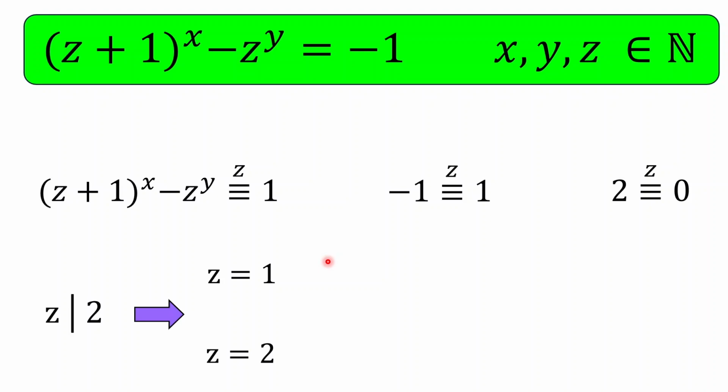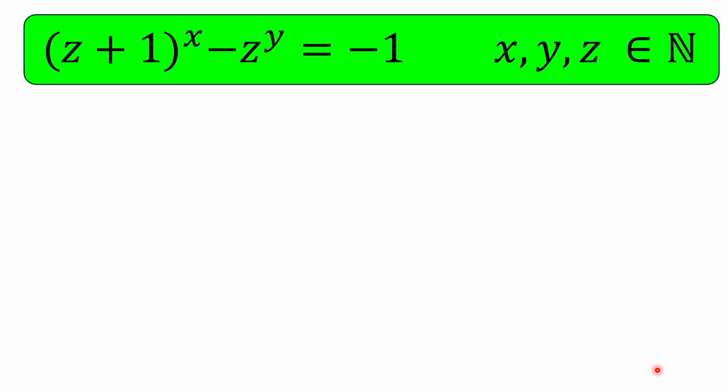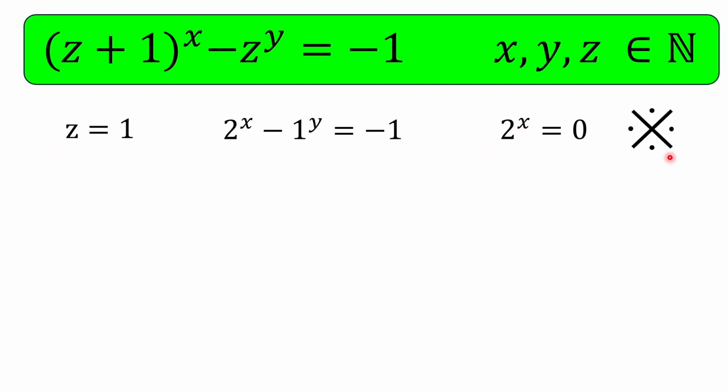Now we have to put z equal to 1 and z equal to 2 in this equation and try to find the actual solution. These are the two equations. If z is equal to 1, we have 2^x - 1^y = -1. And if z is 2, 3^x - 2^y = -1. For the case z equal to 1, we know that 1^y is 1. Minus 1 goes to the other side, it becomes 1. So 1 minus 1 is 0, so 2^x is 0. This does not have a solution. So if z is equal to 1, we don't have any solution.